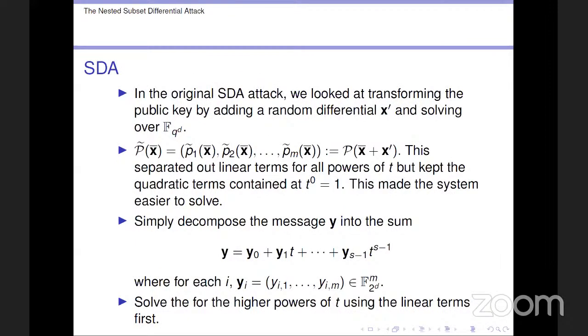In the original SDA attack, we looked at transforming the public key by adding a random differential X prime and solving over F2^D. So we defined our new map, P tilde of X bar is equal to P of X bar plus X prime. This separated out linear terms for all powers of t, but kept the quadratic terms contained at t to the power of 0, which is equal to 1. This made the system easier to solve. What we did is we decomposed the message y into the following sum. Each of these are going to be vectors in the vector space over the intermediary field.